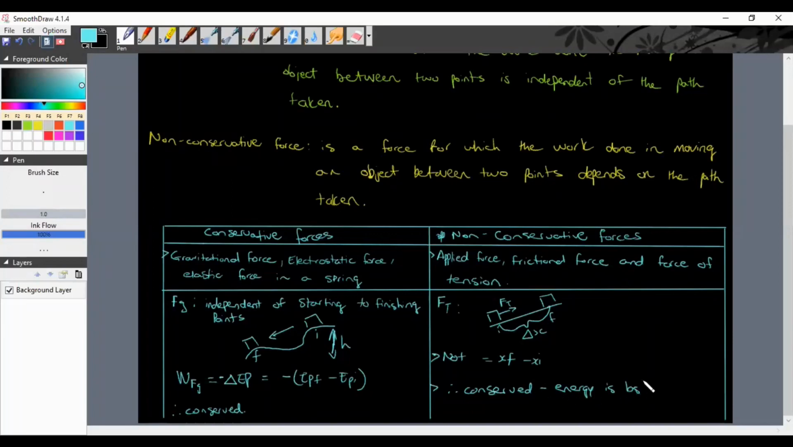Energy is lost in these non-conservative forces, and it's lost to a number of things such as either heat or sound. Okay, and I'll show you why in the next couple of moments, because even though we've classified these two things, there is a formula for the work done by non-conservative force.